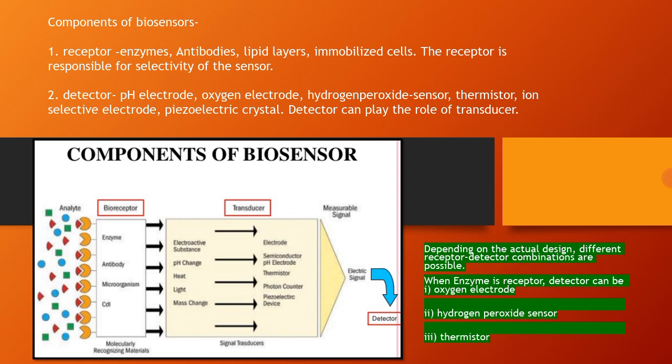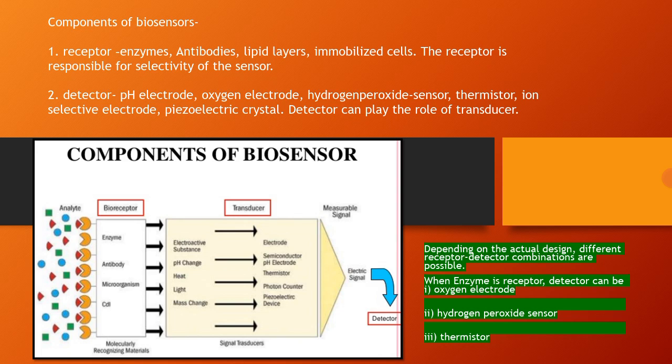Okay, measure the concentration of the particular sample also using the biosensors. So after this the detector will detect the signal, will measure the signal, and then with the help of electric current, electric waves, that will be displayed on the display unit.